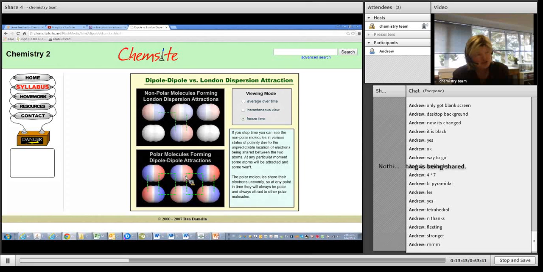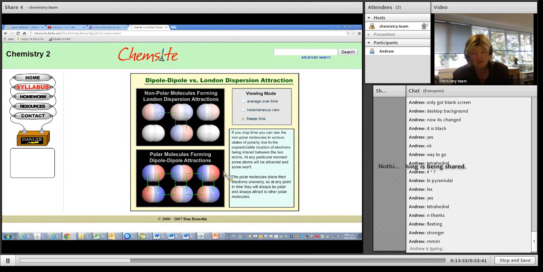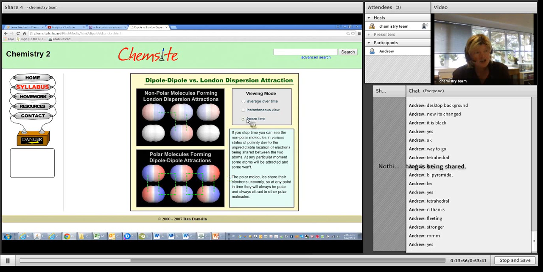But do you notice that the shading isn't exactly 100%? This red isn't quite as deep a red as this one down here in the bottom left, or even the one in the top right. And the reason is, when I go back to the instantaneous view, remember I said the temporary dipole force of attraction occurs in all molecules, even polar ones.